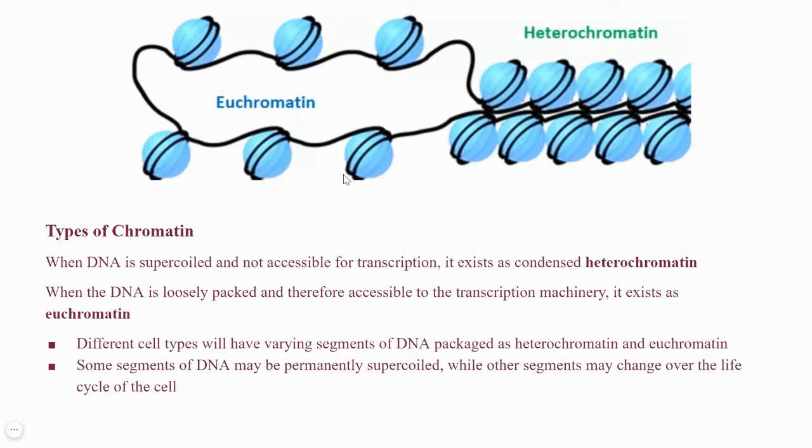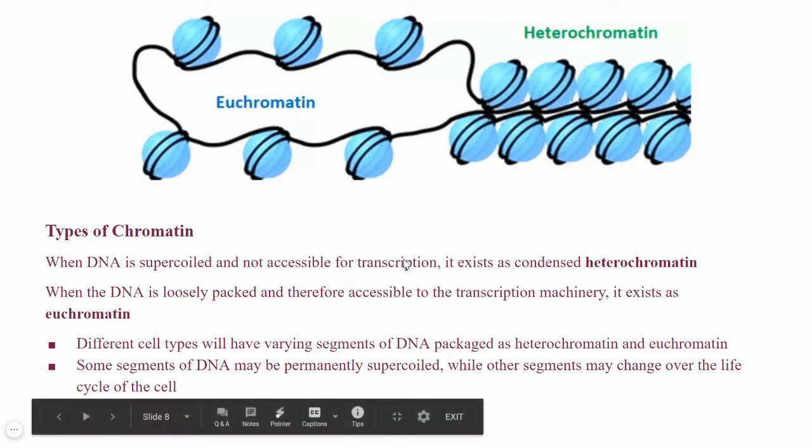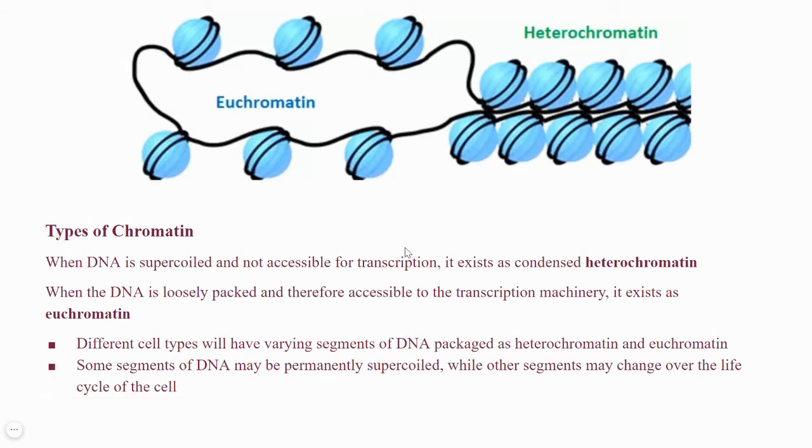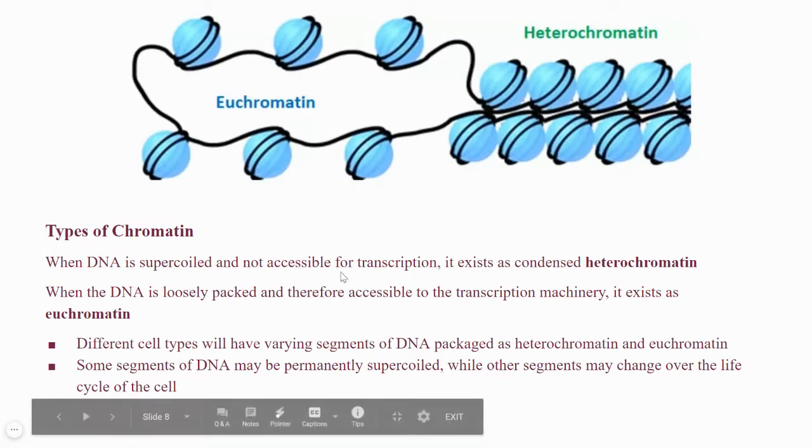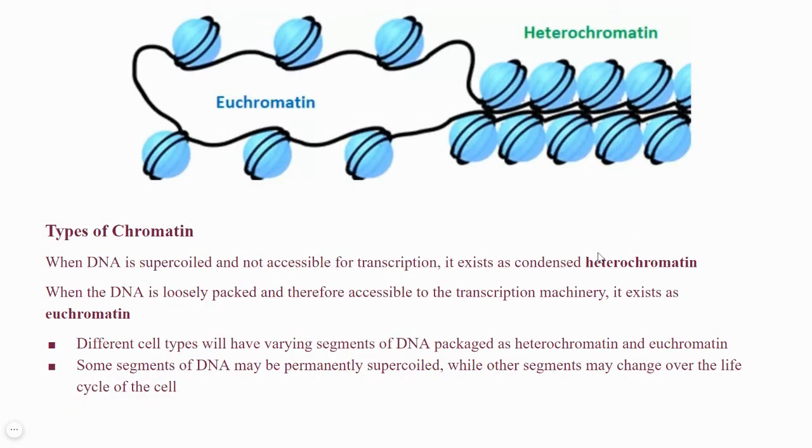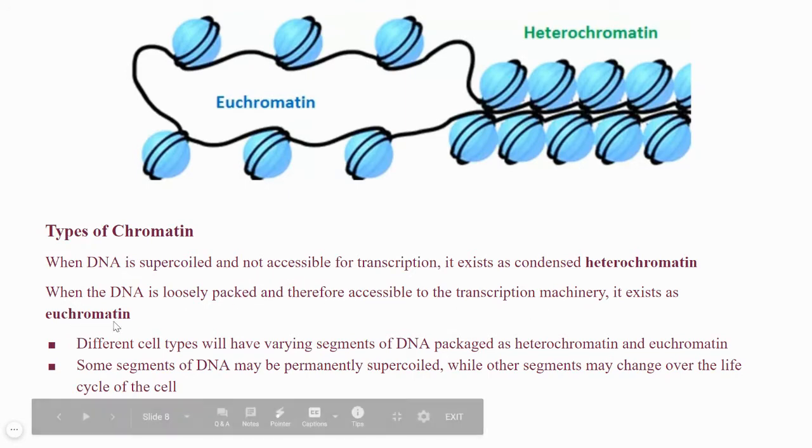Heterochromatin is where DNA is supercoiled and not accessible for transcription. Transcription is a process by which your genes are read by different enzymes and converted into RNA, and then the RNA will be converted into protein later. You will study transcription in Unit 6 in more detail. For now, just remember that the supercoiled and not accessible parts of the DNA in the chromosome are called the heterochromatin region, whereas the loosely packed DNA regions of your chromosome are called the euchromatin region.